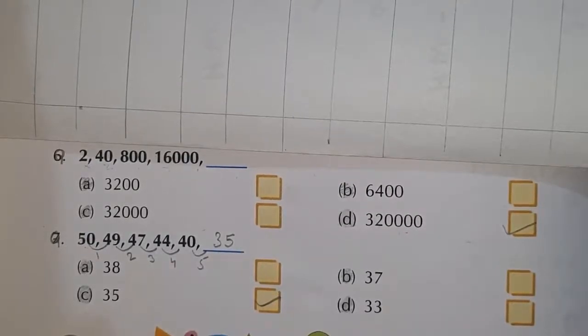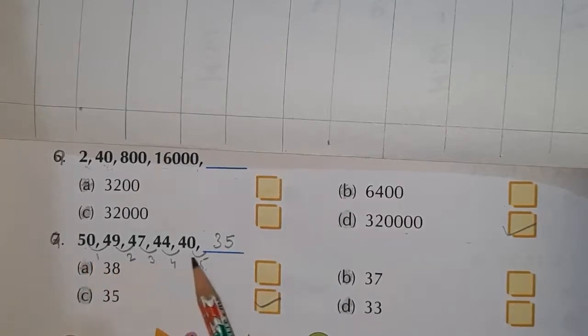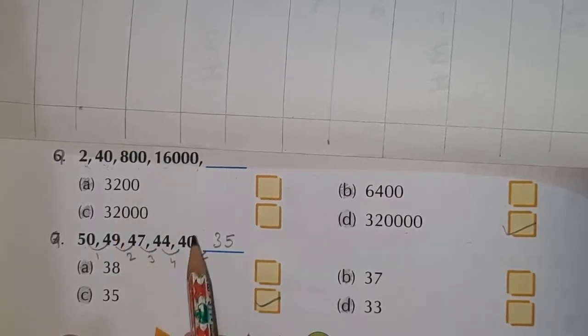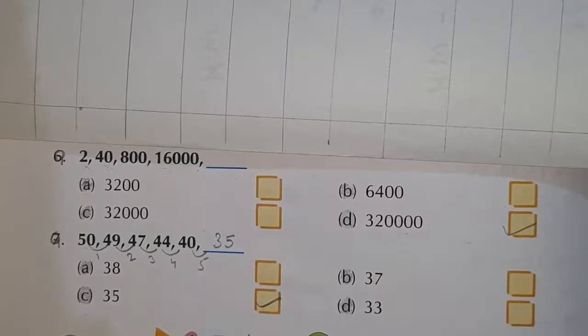In this way you have to recognize the series. Sometimes the differences will be added, sometimes subtracted. Sometimes there will be multiples, sometimes tables, sometimes 2 series. You have to recognize yourself.